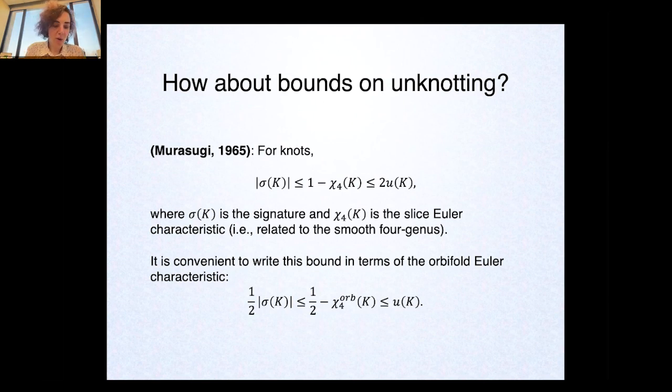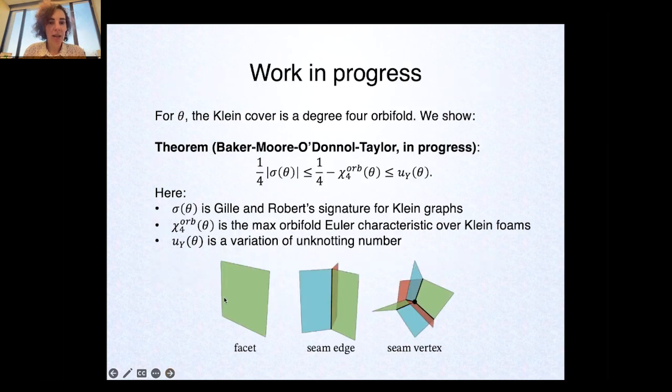Then, work that's in progress. I don't want to say a ton about this because it is in progress. But something that we're aiming for is to show a similar statement for theta curves and for more general spatial graphs as well. We want to state something for more general trivalent spatial graphs that have a 3 coloring that are sort of like theta. But what it will reduce to in the case of theta curves is a statement that is similar. So 1/4 the signature of the theta is less than or equal to 1/4 minus the orbifold Euler characteristic, which is less than or equal to a version of the unknotting number.